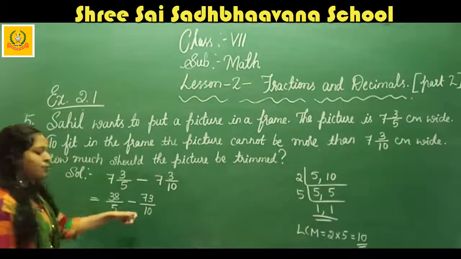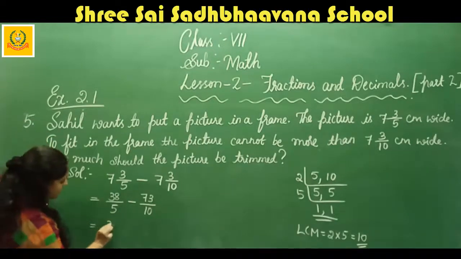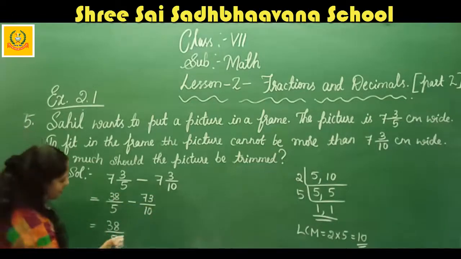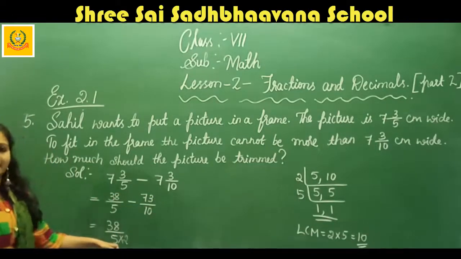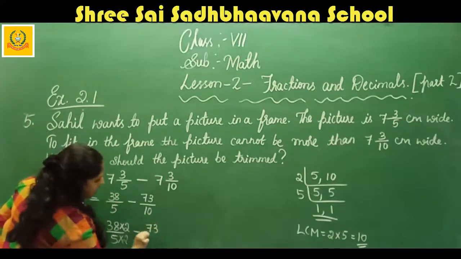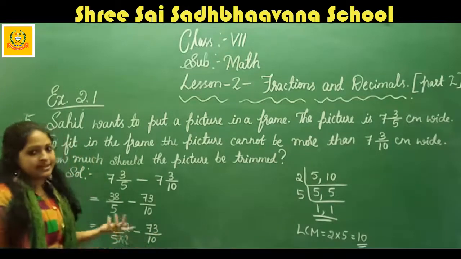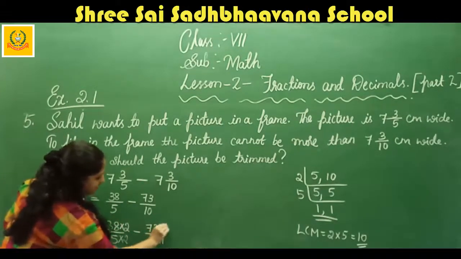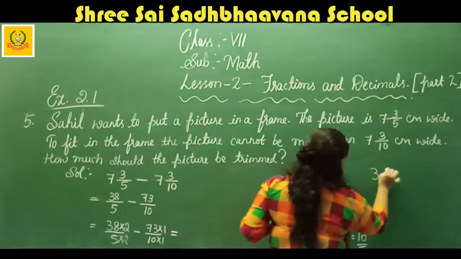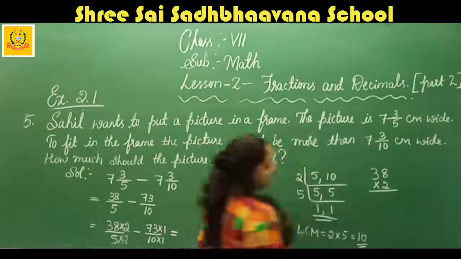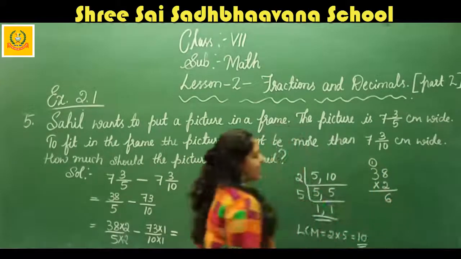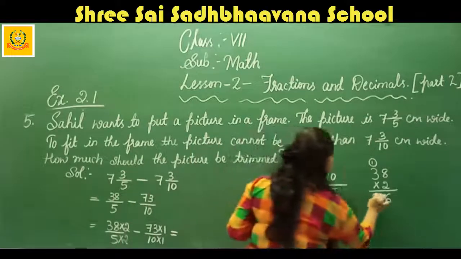What I have to do? I have to make both the denominators 10. So let me write 38 by 5. 5 how many are 10, children? 5 2s are 10. So I have to multiply the denominator by 2, and the numerator also by 2. Minus 73 by 10. 10 how many are 10? 10 ones are 10. You have to multiply this by 1. Let us multiply this. 38 into 2. 2 8s are how much? 2 8s are 16. Right? 6, 1 you have to carry. 2 3s are 6. 6 plus 1, 7.